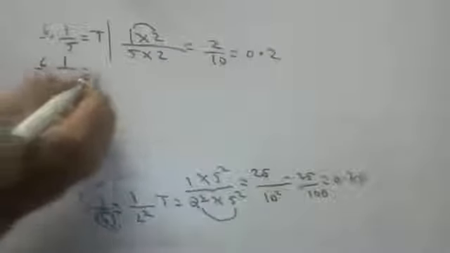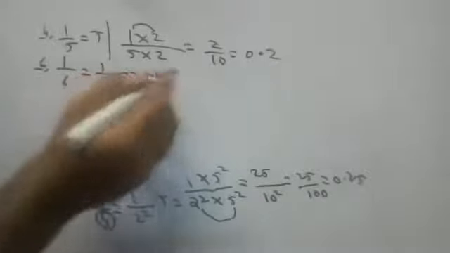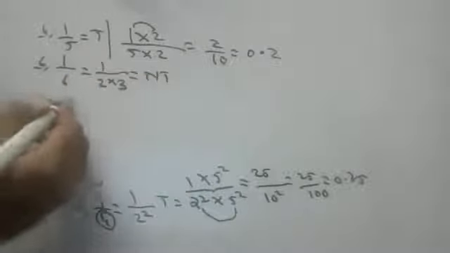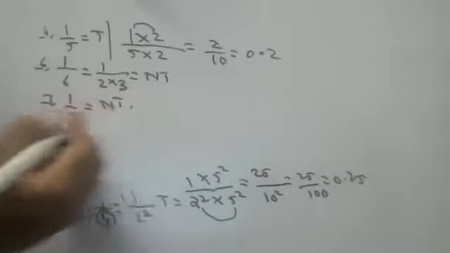1 by 6. Prime factorization of the denominator is 2 into 3. As 3 is there, it is non-terminating, no need to convert it to decimal. 1 by 7. Prime factorization of the denominator is only 7, non-terminating, no need to convert.